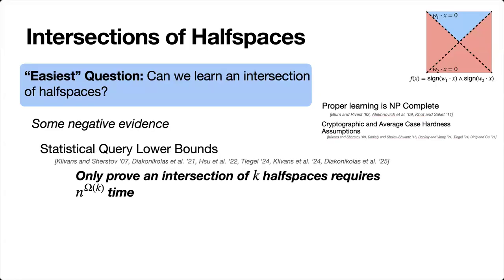Similarly, there are statistical query lower bounds. These prove that, again, an intersection of K half spaces only requires n to the omega of K time. And essentially, for those of you who aren't familiar, statistical query algorithms are a broad class of learning algorithms that contain almost all of the learning algorithms that we currently have, with the notable exception of Gaussian elimination. But again, for K equals 2, this isn't going to give us any sort of hardness.